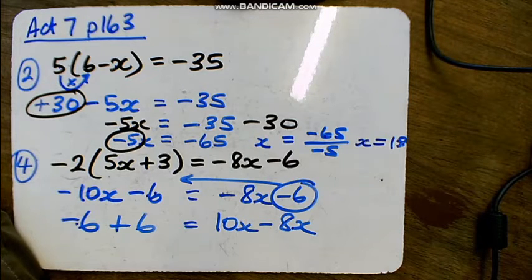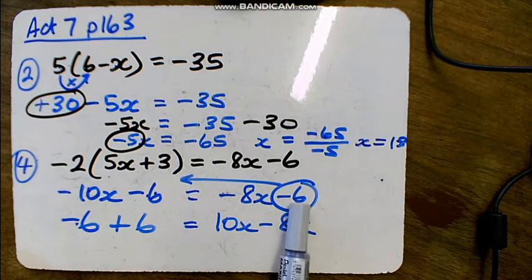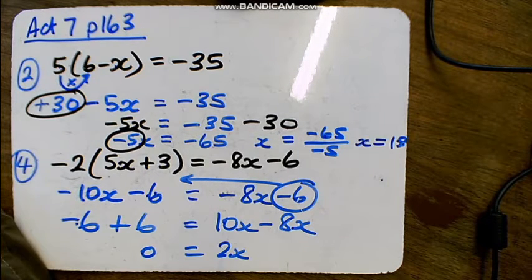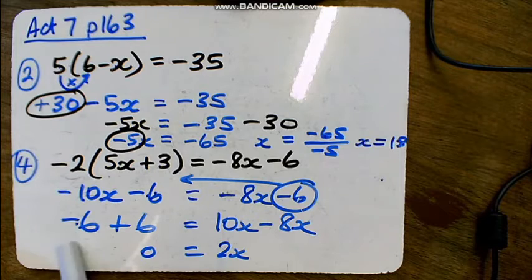Right, so we move the minus 6 over from the right hand side to the left hand side. A minus 6 became a plus 6. What is minus 6 plus 6? 0. Right, so minus 6 plus 6 will give us 0. 10x minus 8x will give me 2x.